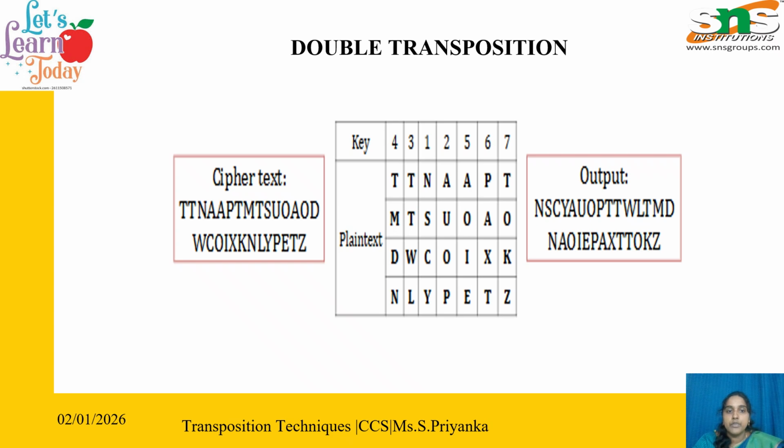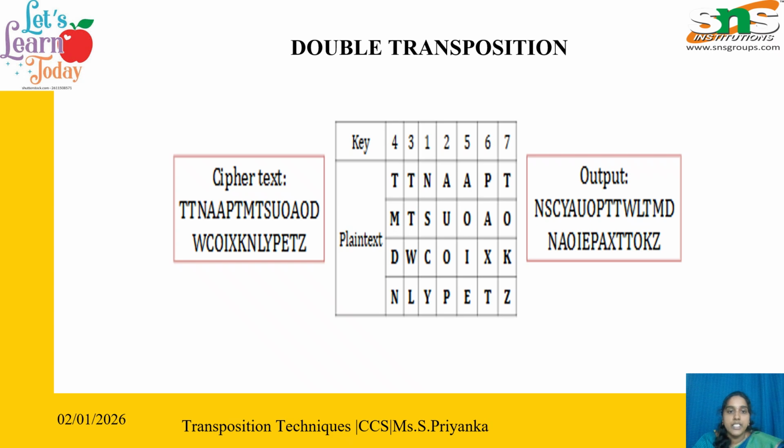We have to repeat the process for another time. That is the same. The key is 4 3 1 2 5 6 7, in which we are just going to enter this ciphertext, that is TTNAAPT. In this order we are just going to enter the positions column wise.